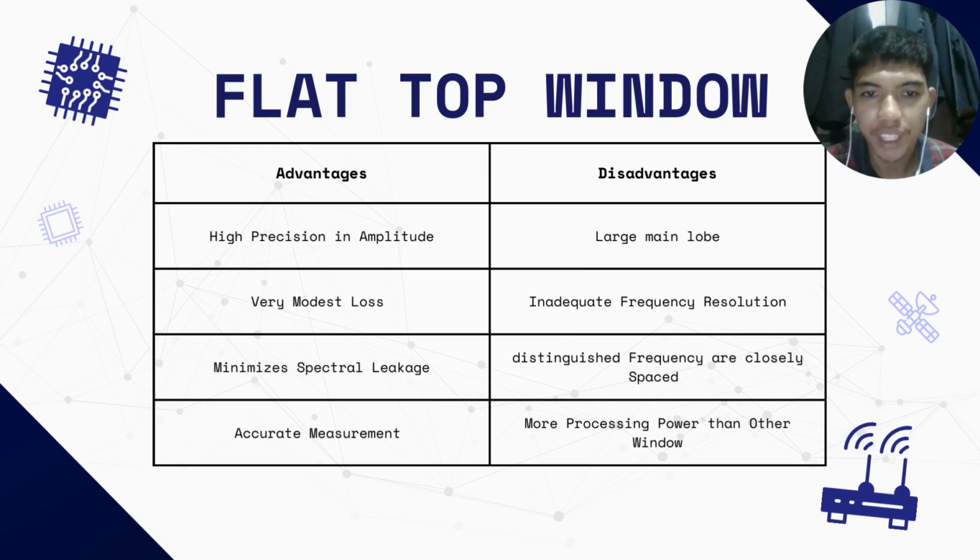Next, for the advantages and disadvantages of the flat top window. We're going to start with the advantages. First one, high precision in amplitude. Next, very modest scalloping loss. Third one is minimized spectral leakage. And the last one is accurate measurement. For the disadvantages, the first one, it has a large main lobe. Second one, inadequate frequency resolution. The third one is that it struggles to distinguish frequencies that are closely spaced, and the last one is more processing power than other windows.